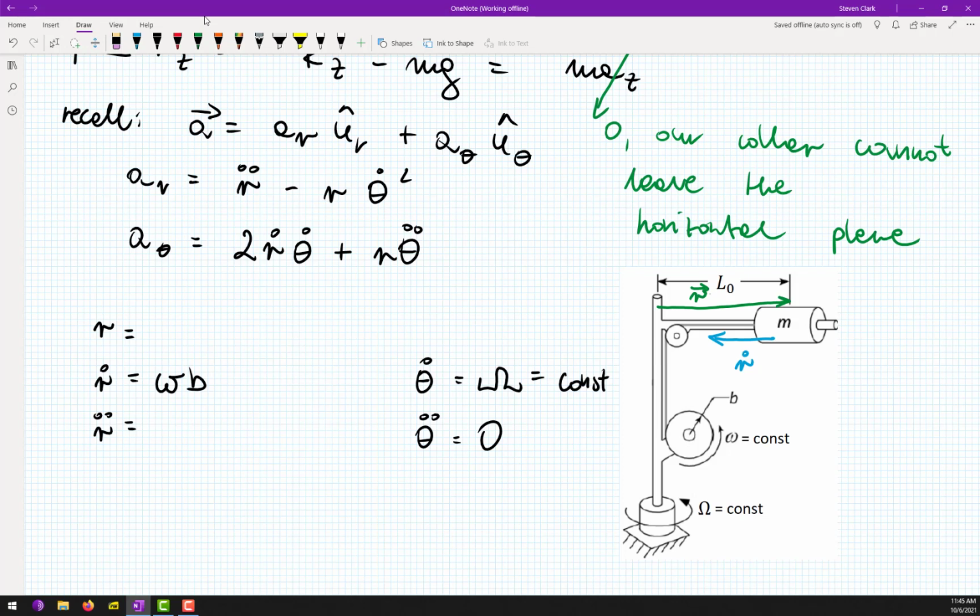Okay, and this is also constant. Omega times b is also constant. So this is 0. And if we integrate it once over time, we will end up with initial length minus omega b t. This is what we're going to end up with. So now we found these values.